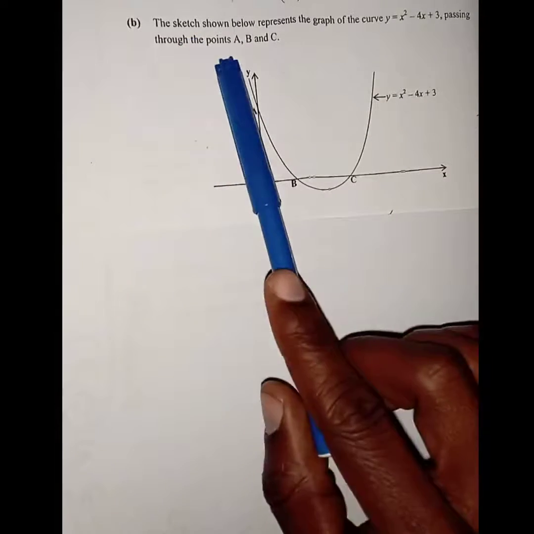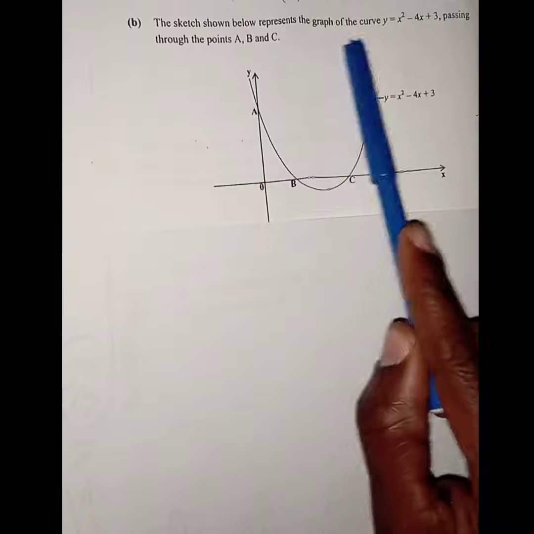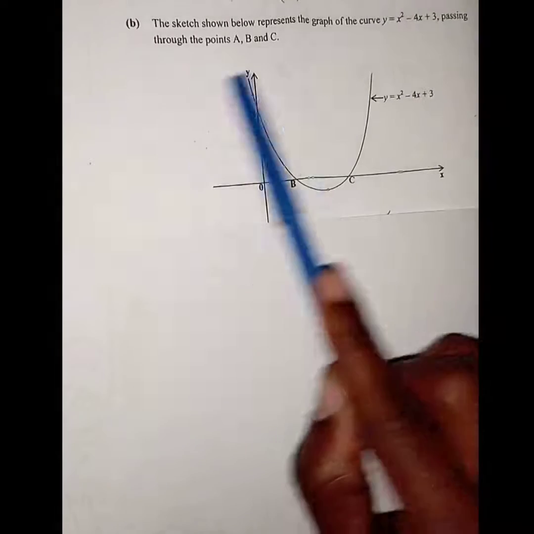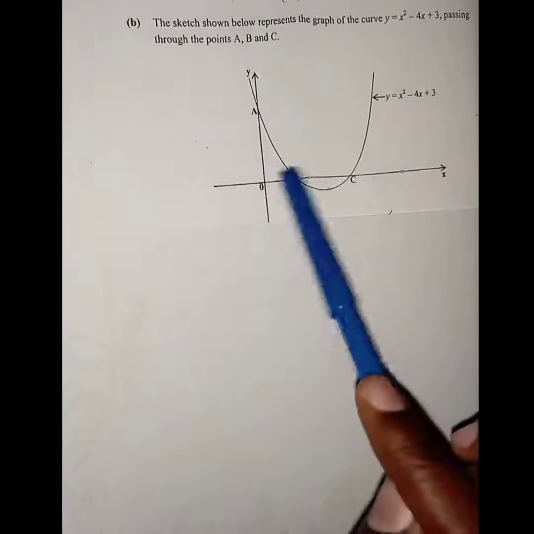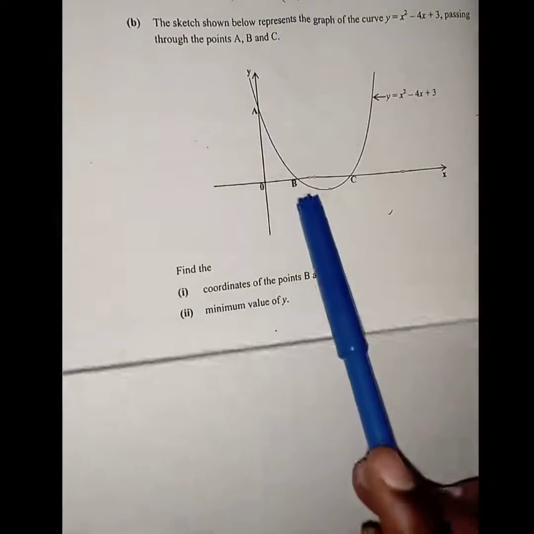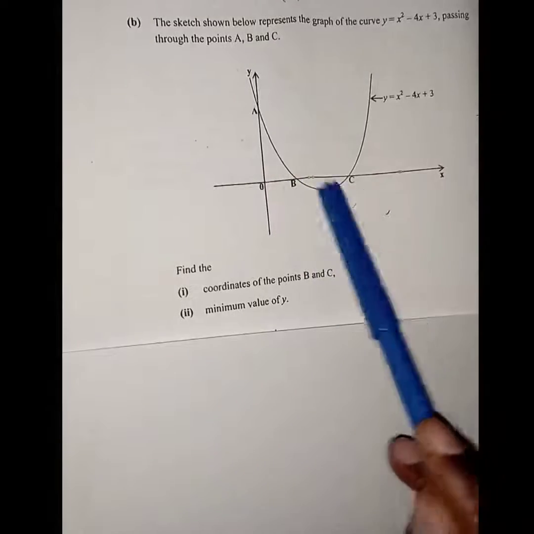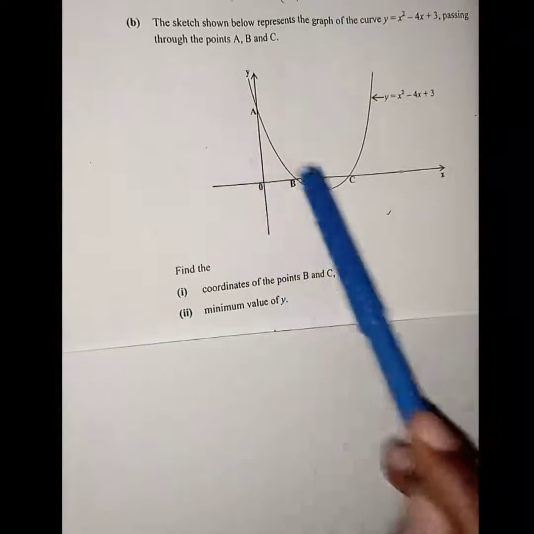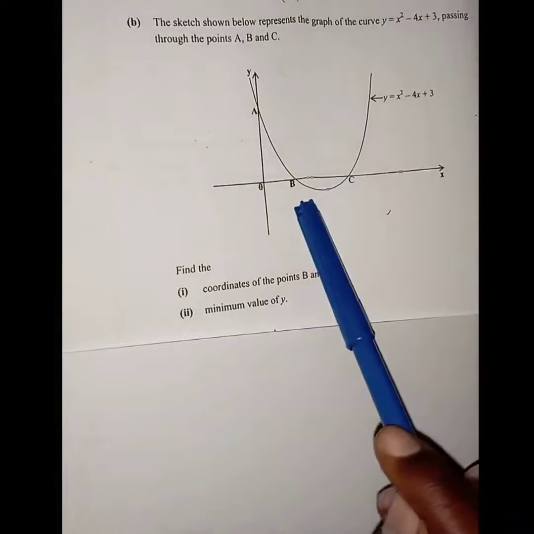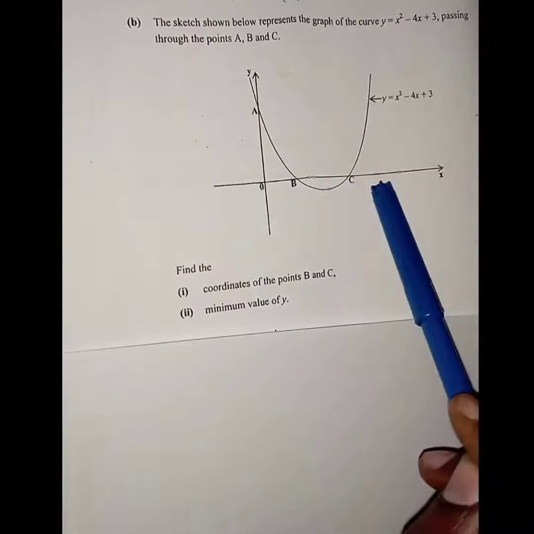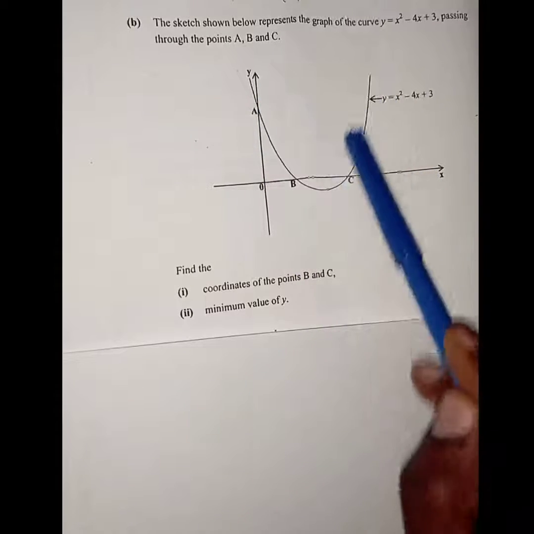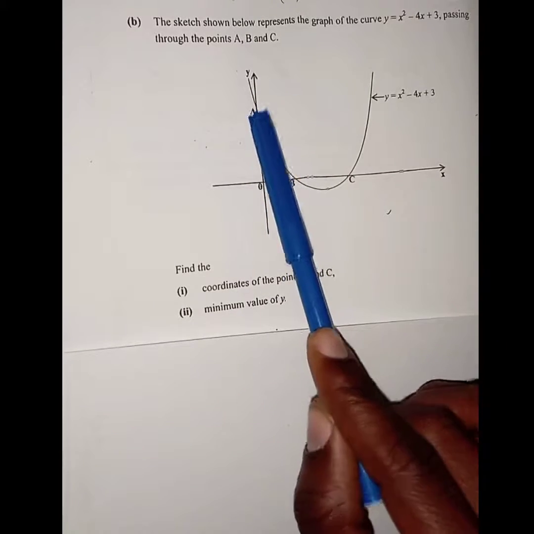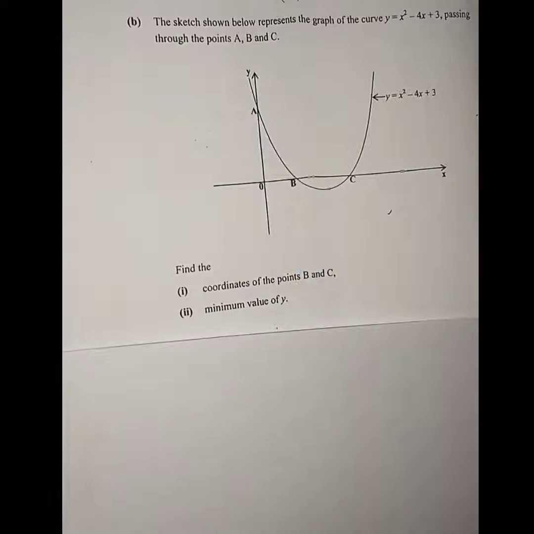So question B says, the sketch shown below represents the graph of the curve y is equal to x squared minus 4x plus 3 passing through the points A, B, and C. As you can see, B and C, the way they are, we call them the x-intercepts, because this graph is crossing the x-axis at B and C. Therefore, B and C are called the x-intercepts. The A, as you can see, the graph is crossing the y-axis at A. Therefore, A will be called the y-intercept.